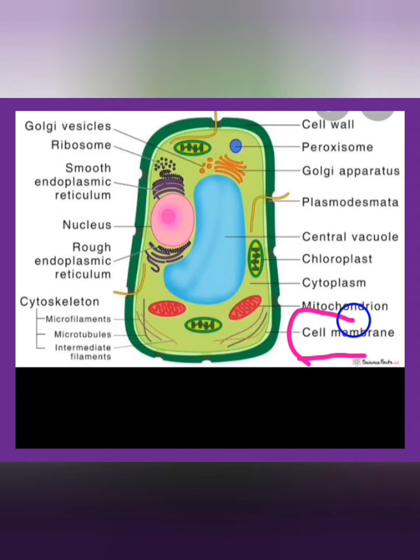And cell membrane is a living, elastic and selectively permeable membrane. It separates the outer environment of the cell from the inside of the cell.